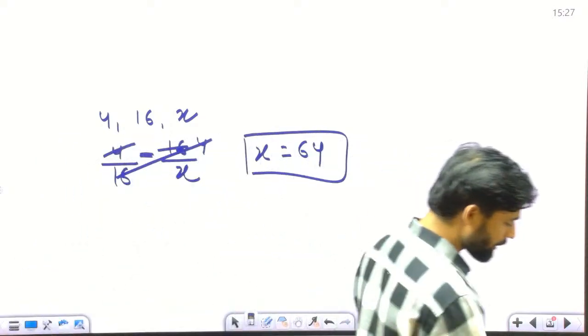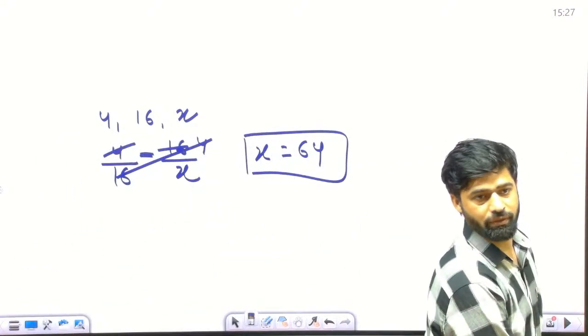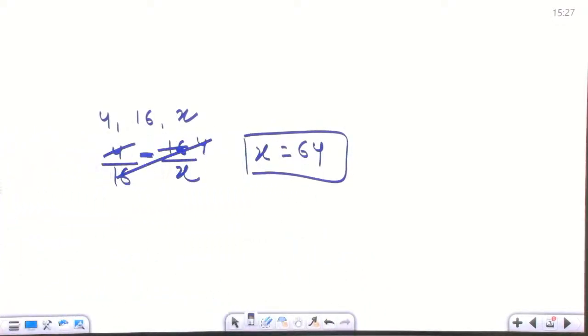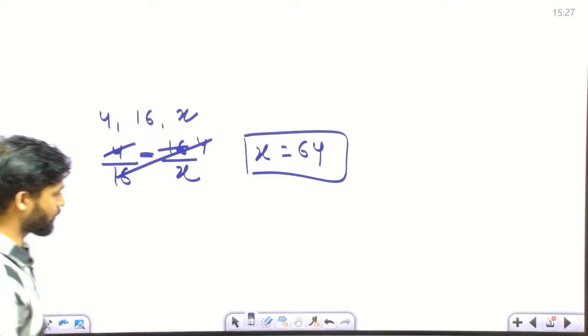So you have learnt the concept of proportions. We have one remaining, that is fourth proportion. Yes, we have done all the questions. Good. Let's move to the fourth proportion. Fourth proportion is very simple.